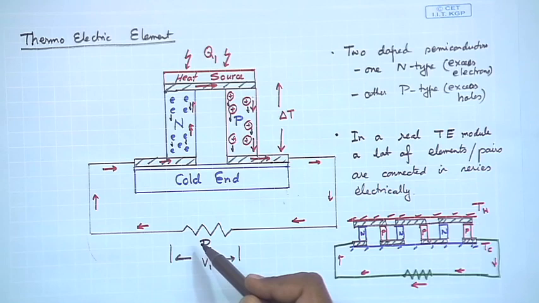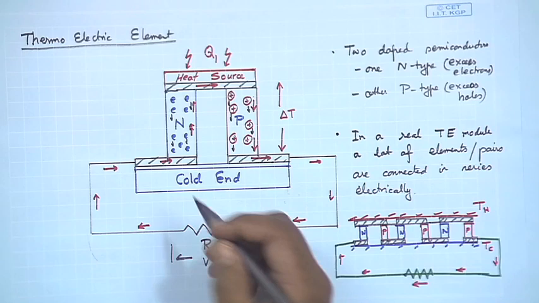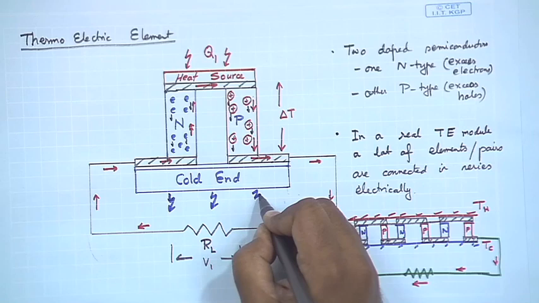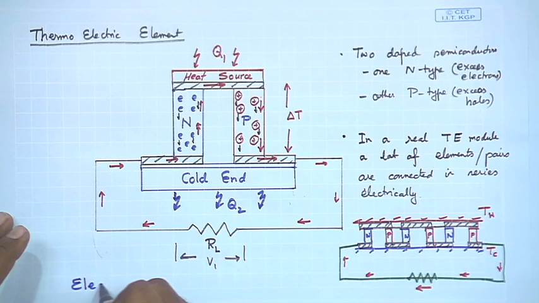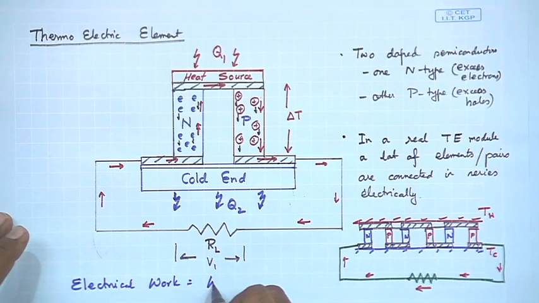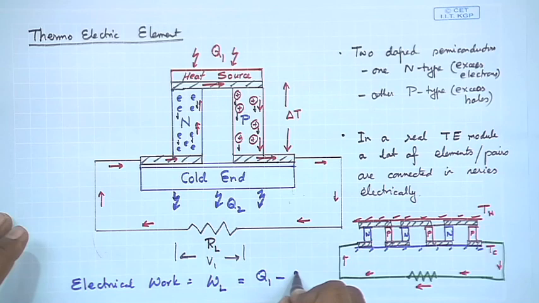And of course, what I did not show here was, at the cold end, there will be, of course, rejection of thermal energy also, and let us call that Q2. So, definitely, the electrical work that we are getting, if we say W electrical work or energy, W is going to be Q1 minus Q2 from the first law of thermodynamics.